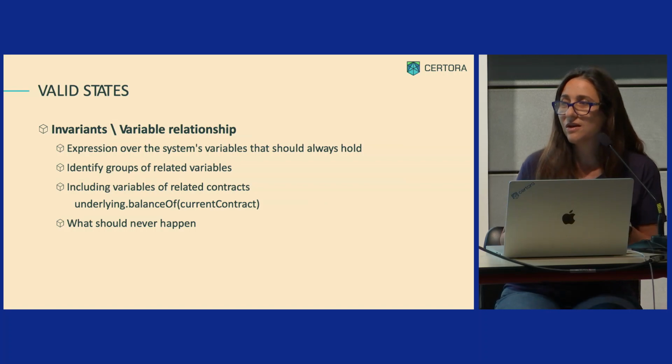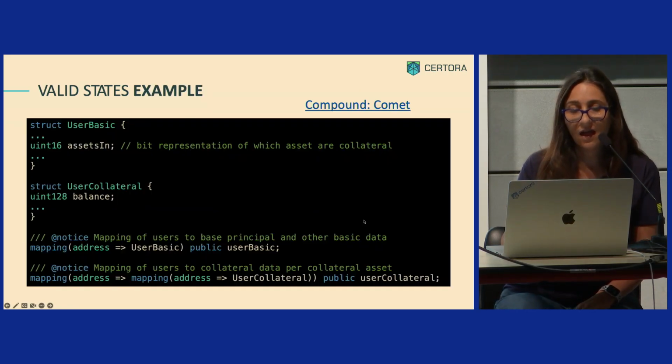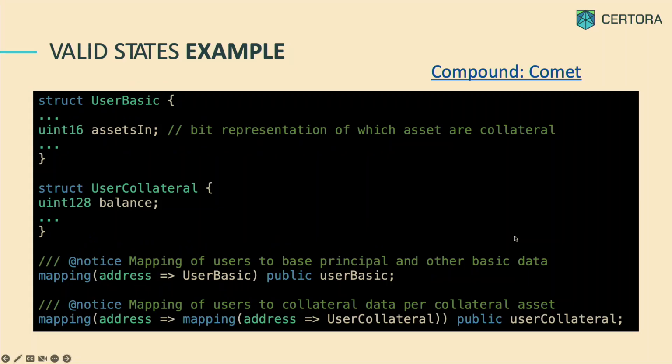And we should think about things that should never happen. What should always hold, and if it breaks, it can indicate a real problem. Again, I would like to do this by looking at the data structure of the program. Okay, this is from Compound, Compound v3, called Comet.